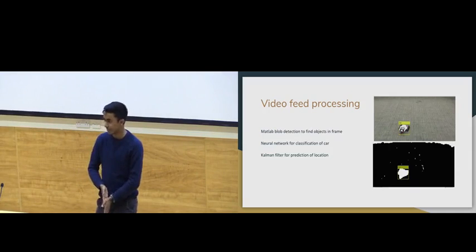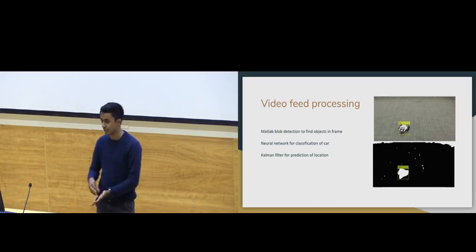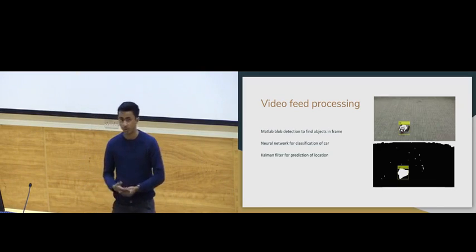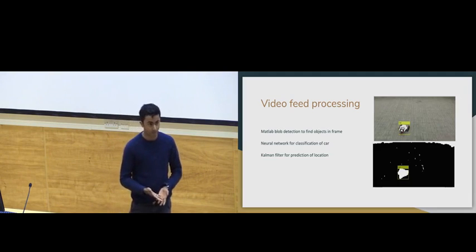Now coming on to video feed processing, we obviously need to find the location of the car relative to the drone, and this part of our project was entirely done in MATLAB. We use blob detection to detect all the objects which are in frame at any one point, and then we use a neural network which is classified on this Lego vehicle to see which of the objects is the vehicle that we want to track. We also use Kalman filters to predict which way the vehicle is going to go, and that way, if we lose the vehicle out of frame, we can still move in the right direction and get it back, essentially.